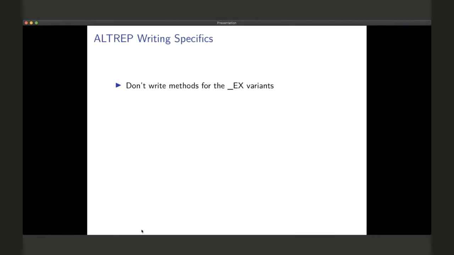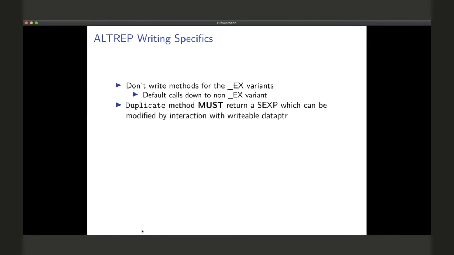A few more specifics. Basically, ignore the _ex variants. I was talking with Luke, and this is what Luke said you should do: just use the defaults for the ex methods. So there's a duplicate _ex, and then there's an unserialize _ex. Just let the defaults do the work for that. Don't worry about that. In both of those cases, they call down to the non-EX versions of duplicate and unserialize. So you just write those and let the EX versions do their thing.